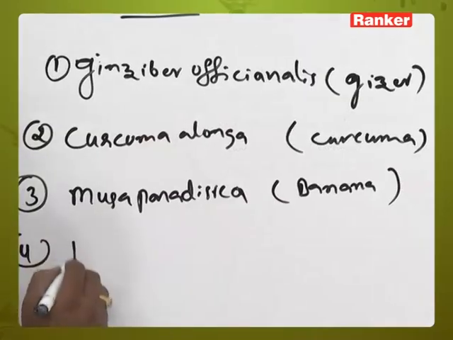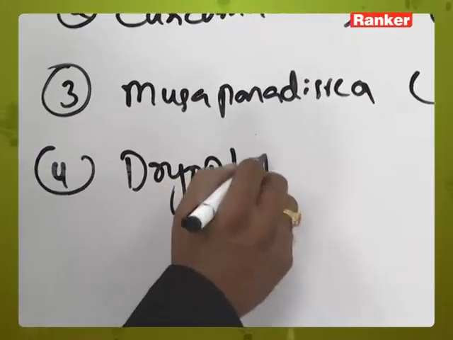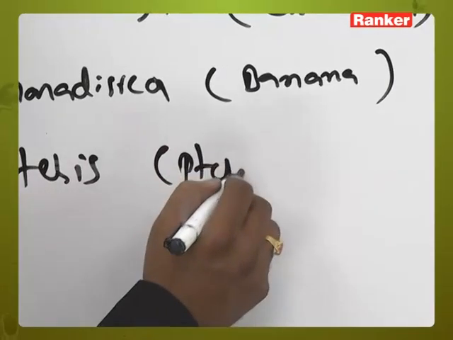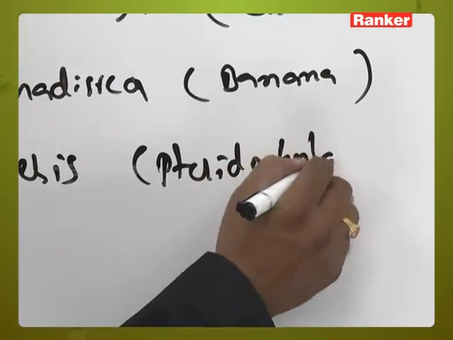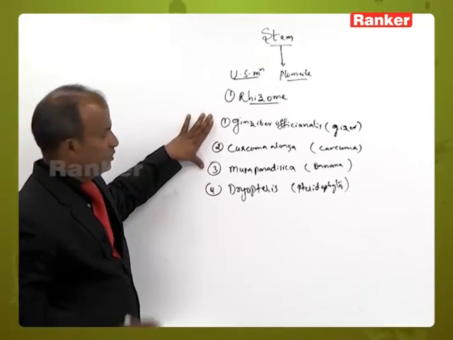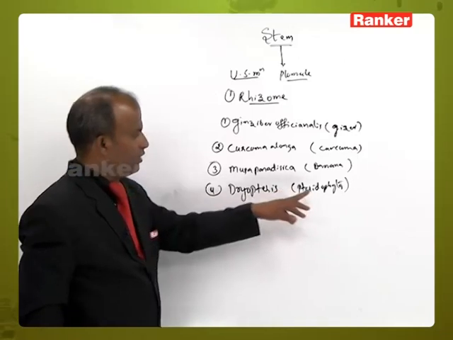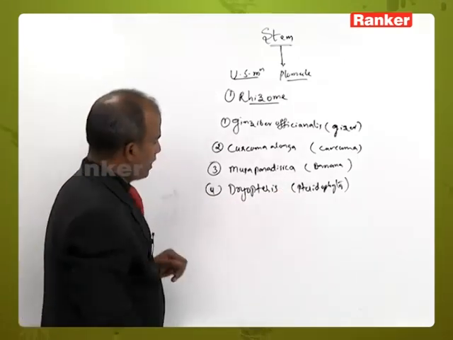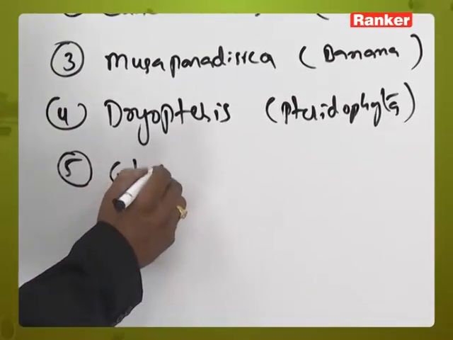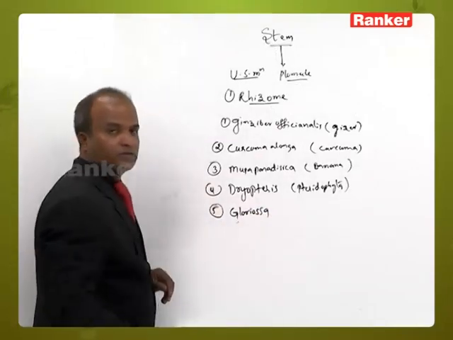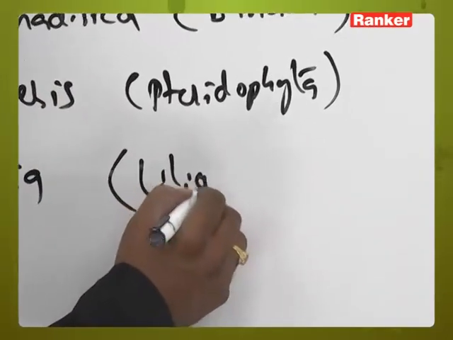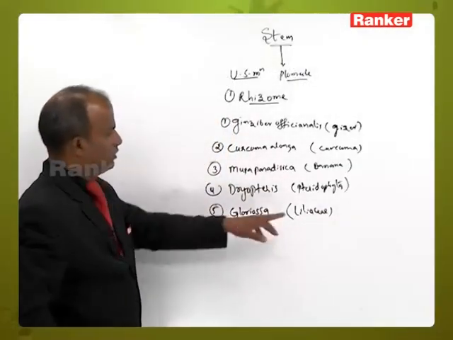And the fourth one is Dryopteris. Which one here? Dryopteris. It belongs to the Pteridophyta members. All these three examples belong to angiosperms, whereas Dryopteris belongs to the Pteridophyta members. And as well as another example, that is Gloriosa superba. It also shows a rhizomatous stem. It belongs to the Liliaceae family.